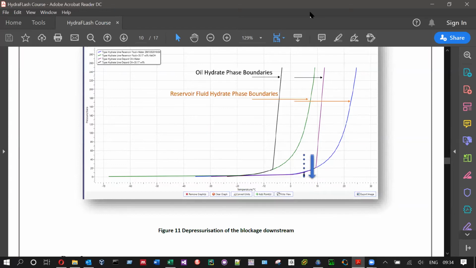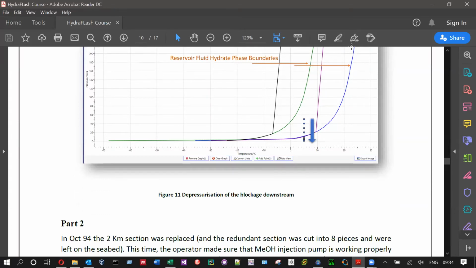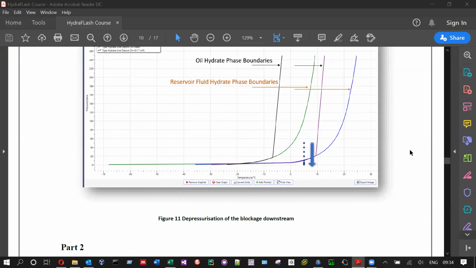Bahman, do you want to talk about this section? Yeah. Here, as Ramin mentioned, the hydrate phase boundary for the original oil with gas is plotted without methanol and with methanol. You see here, the green line, that if there is enough methanol, hydrate should not form.